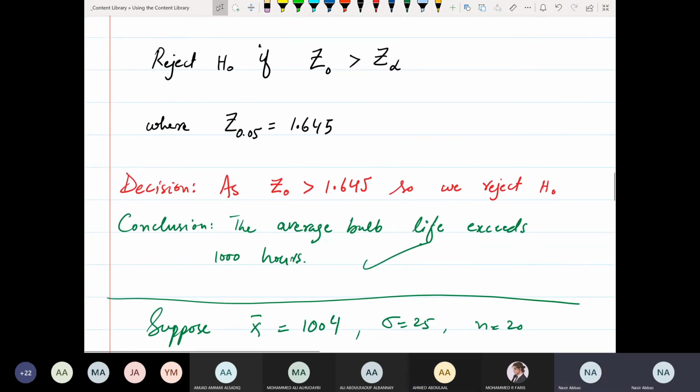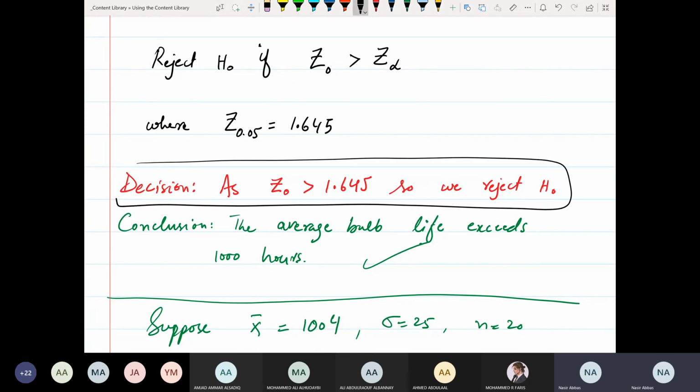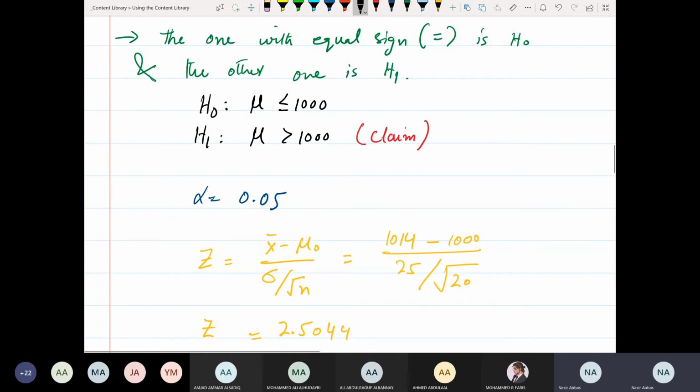Come to this question. The first one we solved. We said as Z is greater than 1.645, we reject H naught. When you reject H naught, go with what? Go with H1. Forget about the claim. You're going with H1, number one. Now go back to H naught H1. Is H1 your claim? Yes. Go with the claim.